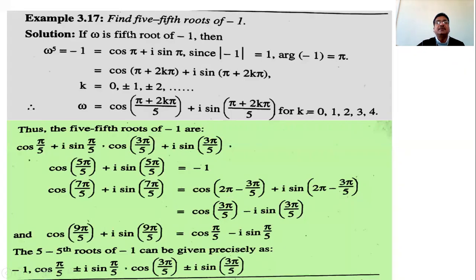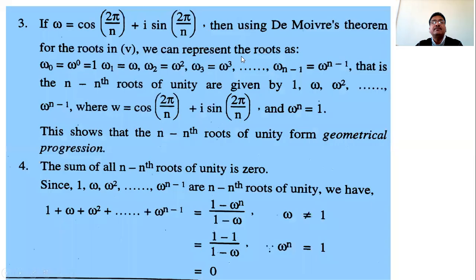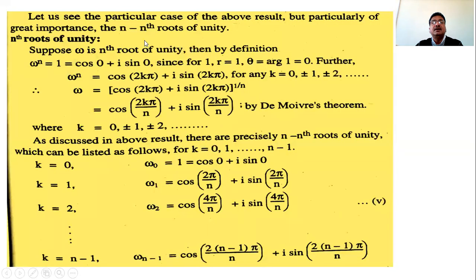Next example is find 5 fifth roots of minus 1. So what is the previous problem? Find nth roots of unity means 1. So this is the procedure to find the nth roots of unity. That is what? First express this 1 in the polar form. It is cos 0 plus I sin 0.